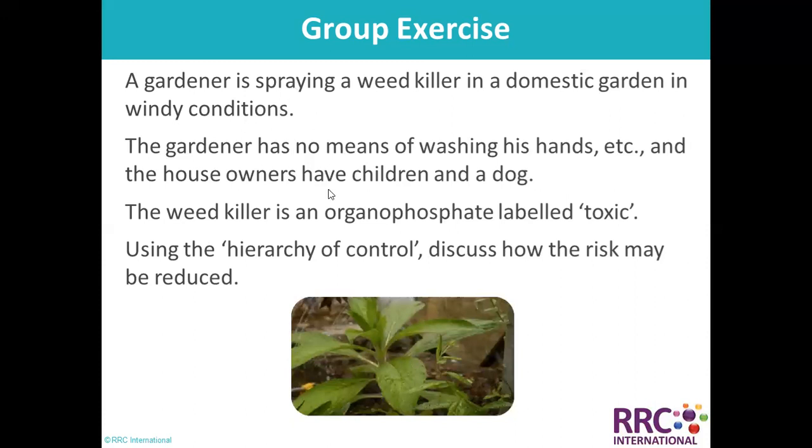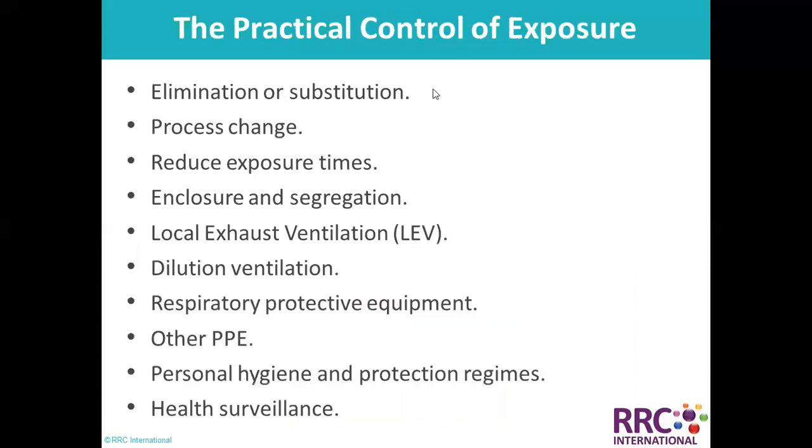So in a quick nutshell, let me just mention a few of the things. These are some of the controls of exposure, like elimination or substitution. You can try for it. You're going to have some change in the process, so reduce exposure time. You can have some enclosure and segregation or local exhaust ventilation, LEV, dilution ventilation, respiratory protective equipment, other PPE, personal hygiene and protection regimes or health surveillance. So these are some of the practical controls of exposure.